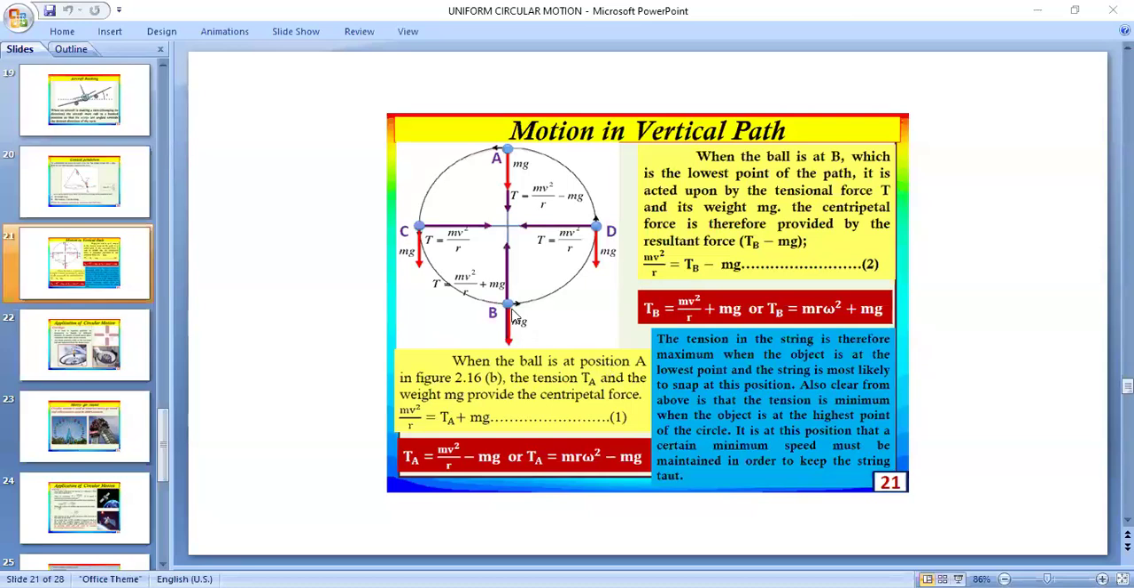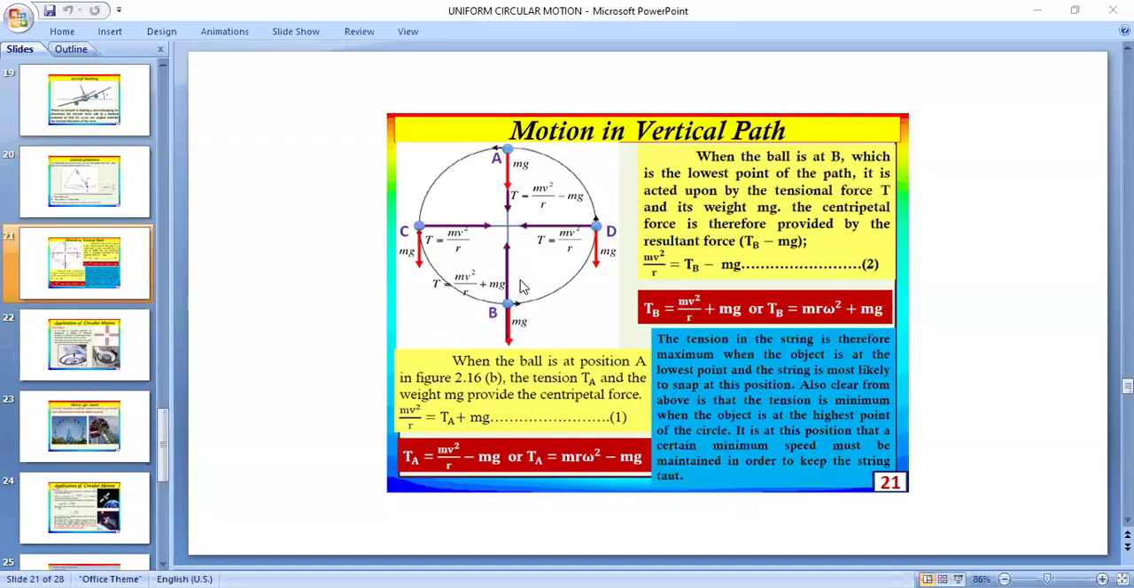Let's go to point B at the lower point, this point over here. We still have the two forces acting on the ball: the weight, which we can see as the red line acting downwards, and the tension, which acts towards the center of the circle. So the two are opposing each other.